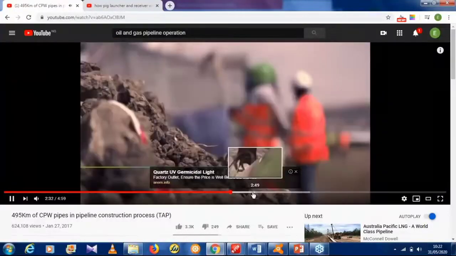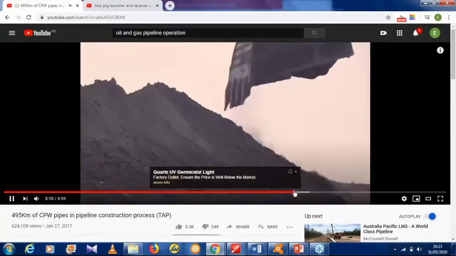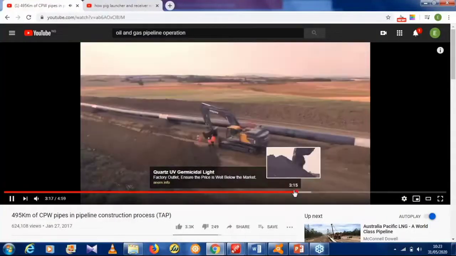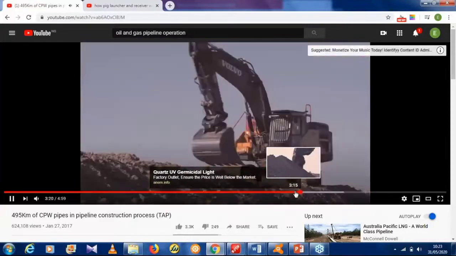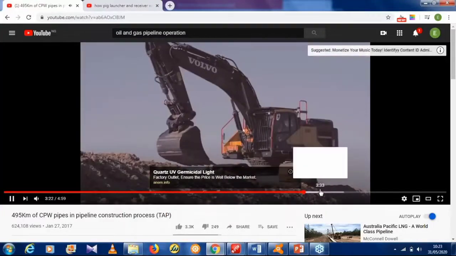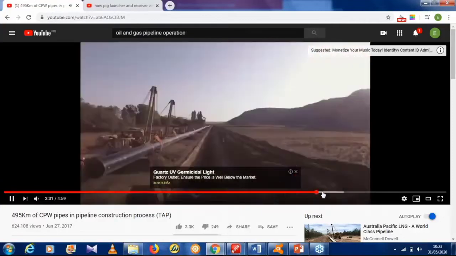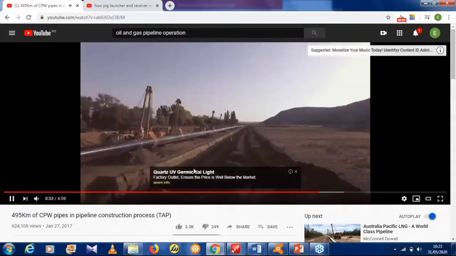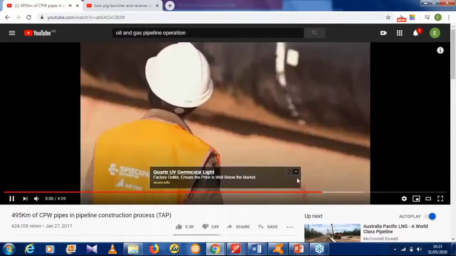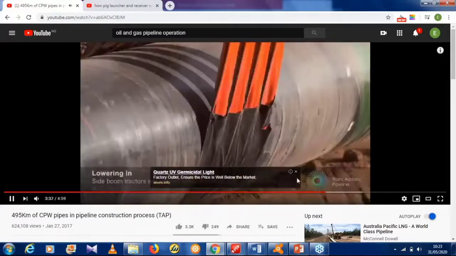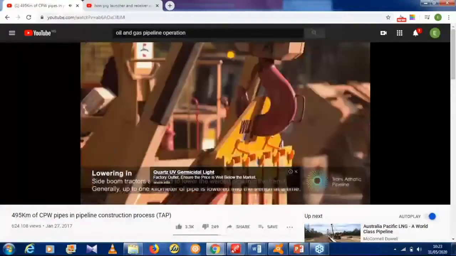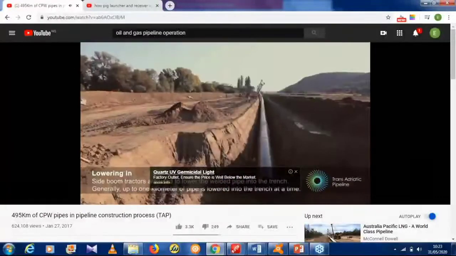So in the end, we have a layout of the pipeline, and sometimes we might even need to excavate for pipes that will go under the ground. But before then, they have to be protected against erosion.